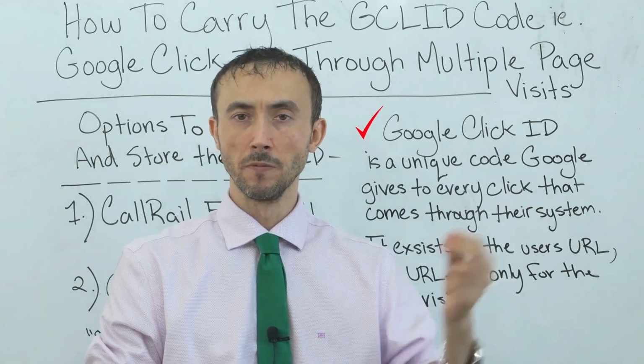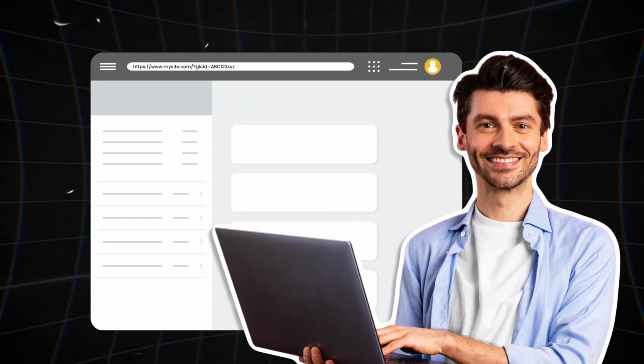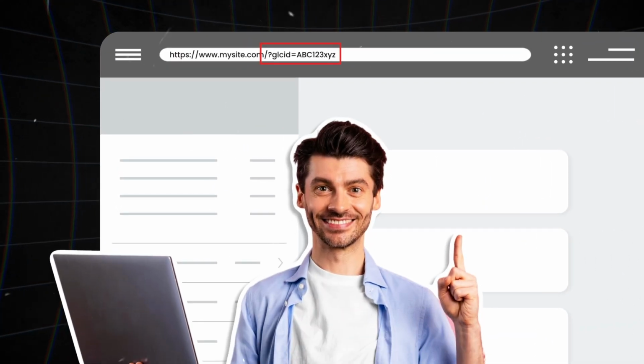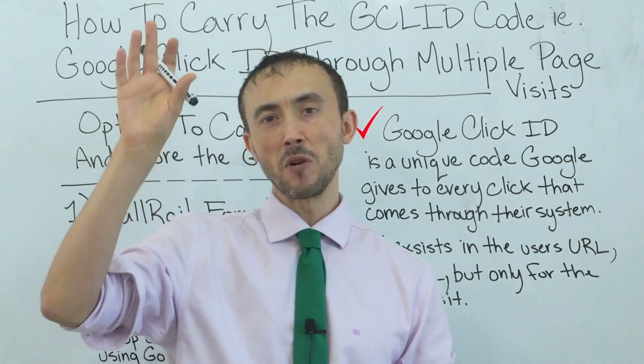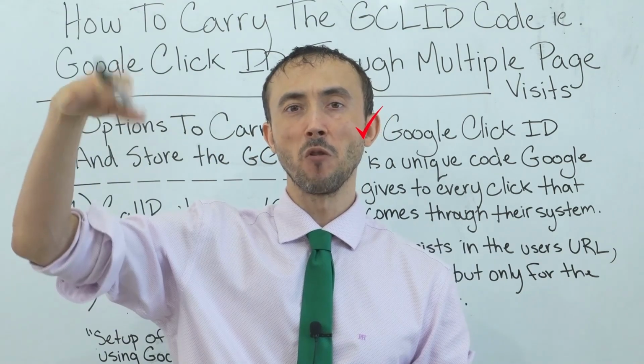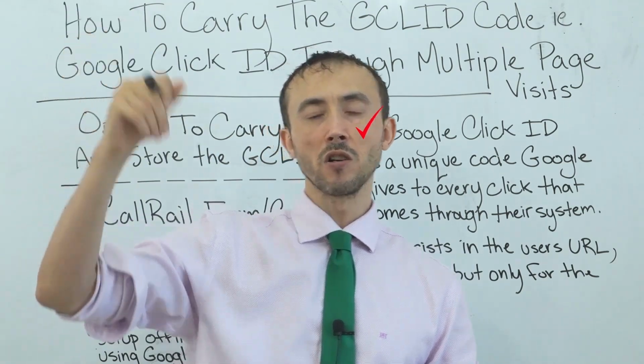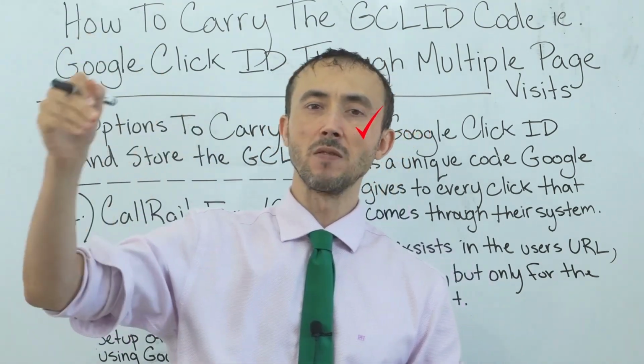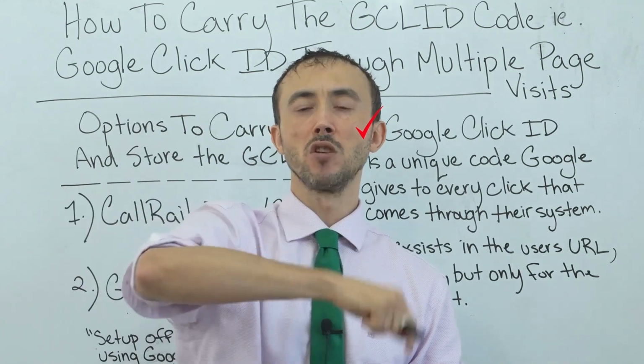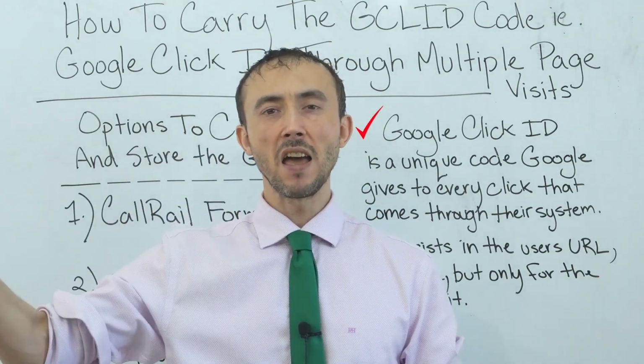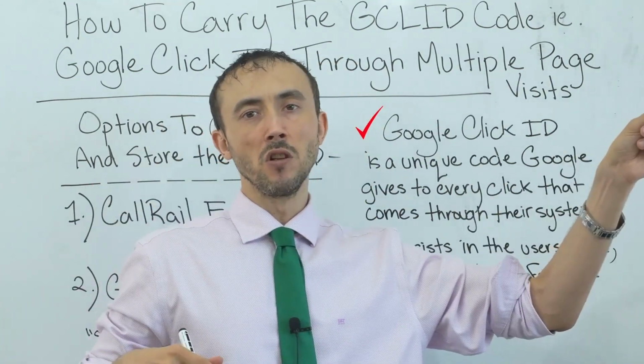If somebody gets to your website naturally, and that Google Click ID is in the URL on their browser, and then they go to visit a second page on your website, what you'll notice is that the Google Click ID is not in the URL bar anymore. If that person gets to that second page and fills out the form there, now your hidden form field isn't going to have the Google Click ID, even though that user was from Google. And then if they buy, you're not going to be able to upload your sale into Google Ads.